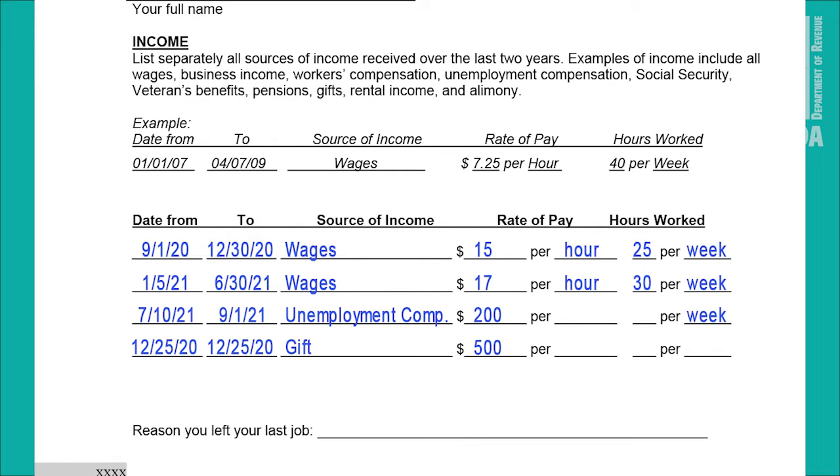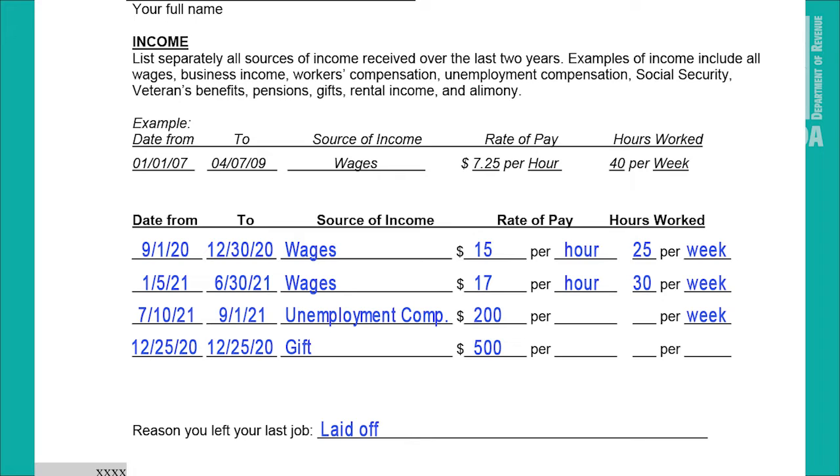If you are entering an income type that does not require hours worked, such as Social Security benefits, leave the hours worked lines blank. If you are entering an income type of a one-time payment, such as a gift, enter the amount under rate of pay and leave the hours worked lines blank. If you need additional lines to list your income for the past 2 years, attach additional pages with the same information requested in the income section. If you are not currently employed, enter the reason you left your last job on the line provided.